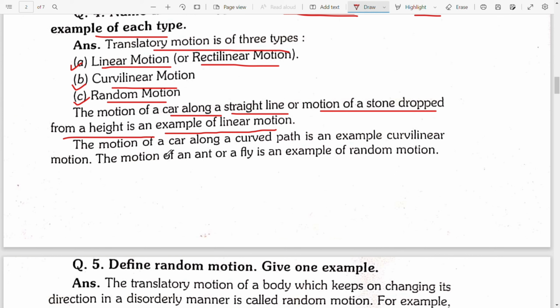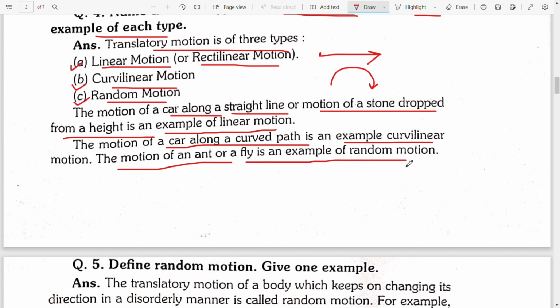Second, the motion of a car along a curved path is an example of curvilinear motion. It means when the motion of a car is in a straight line, it means it is a linear motion. When the motion of the car is on circular path, it is known as curvilinear motion. Third, the motion of an ant or a fly is an example of random motion.